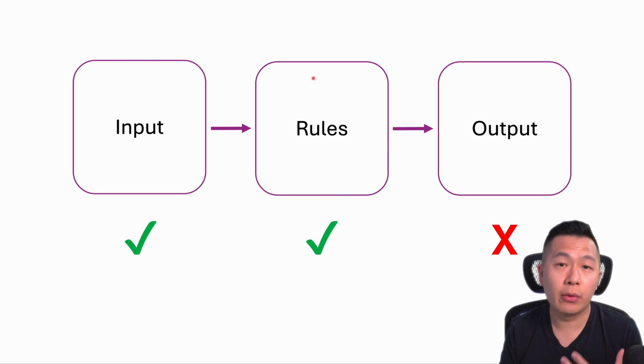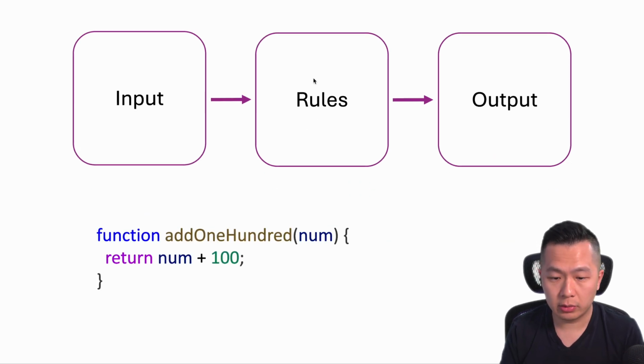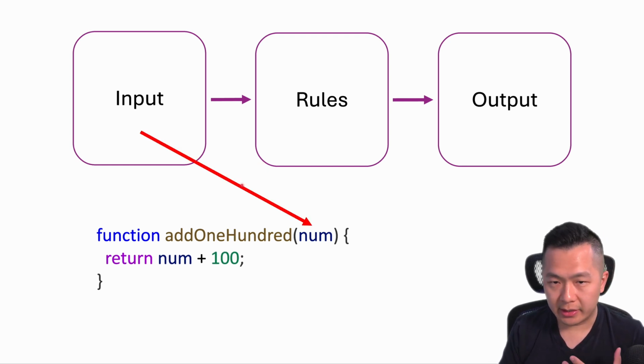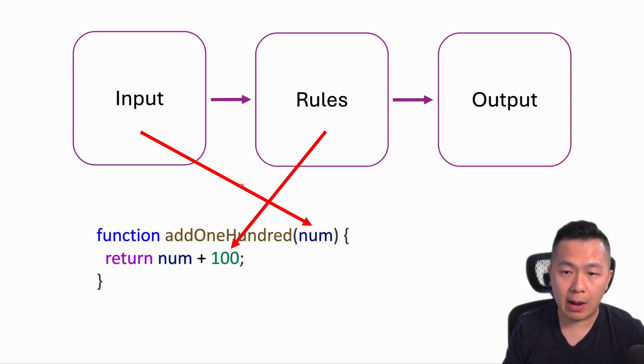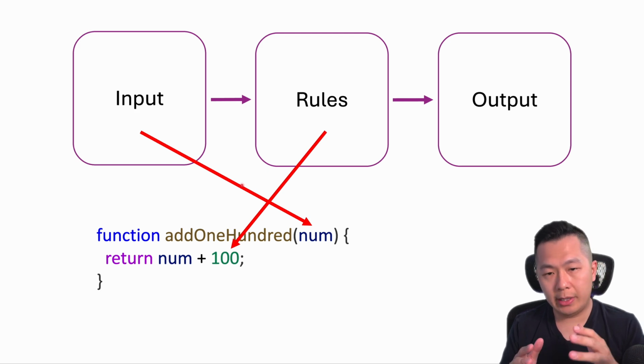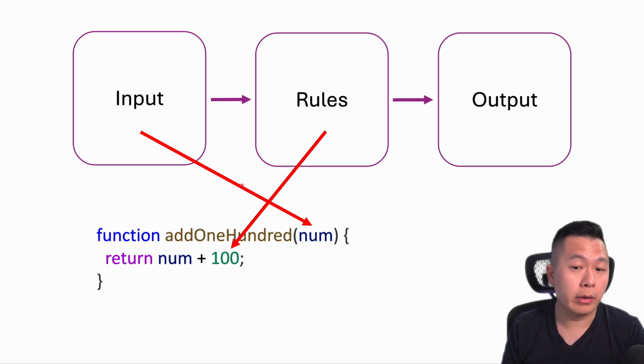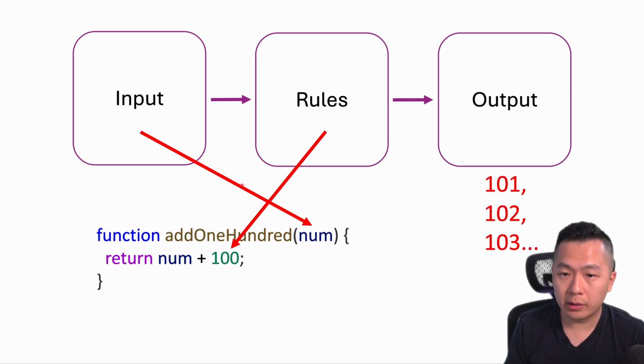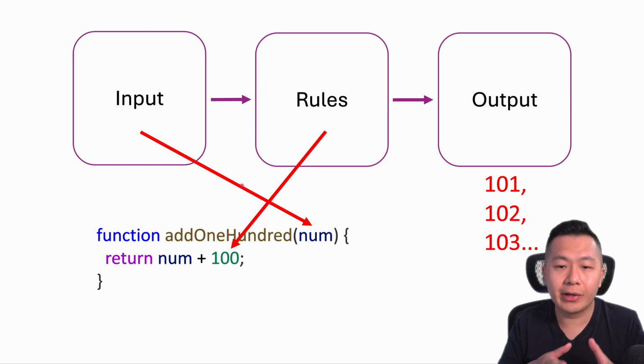Let's take a look at how this works with some code. Let's say we have a function, add100, with a single input. Your input is this num parameter, and your rules is this one line of code that will add 100 to the num parameter. So let's say our input num values are 1, 2, and 3, and so on and so forth. You would get 101, 102, 103, and so on and so forth. This is very clear and you can control the behavior explicitly.